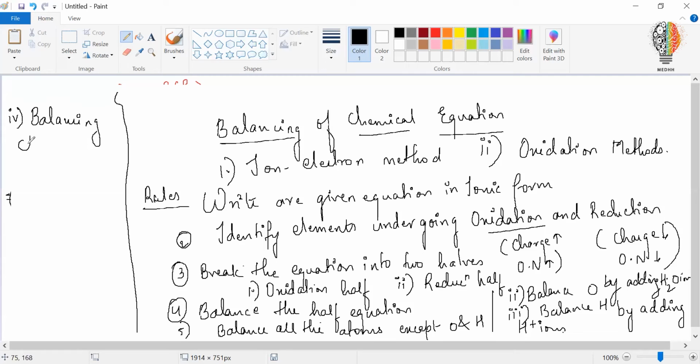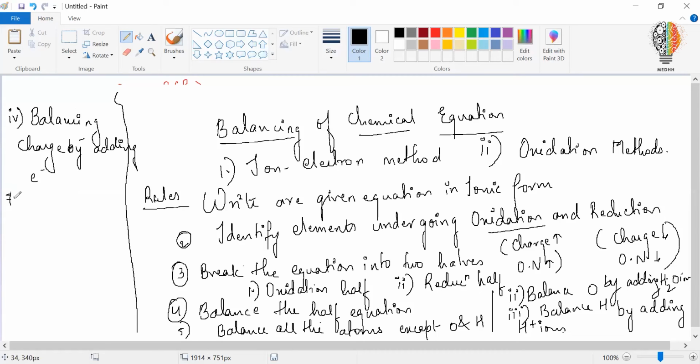Let's say there is a 5 positive charge on one side and no charge on the other side. You're going to simply add the number of electrons. Let's say there are 5 H plus, so you add 5 electrons, so that overall both sides become neutral, right? So balance the charge by adding electrons simply.